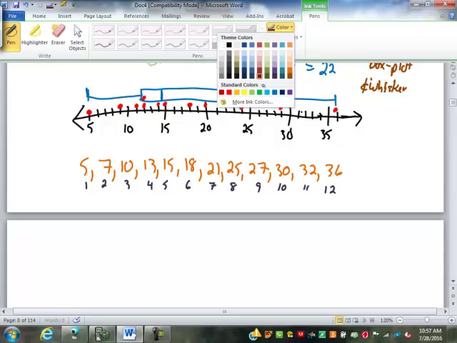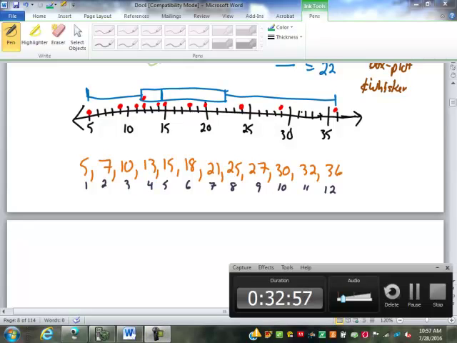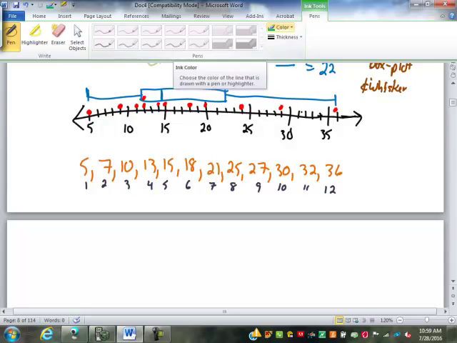Let's find the first quartile, the median, and the third quartile. Do that in your notes for me. The first quartile is where? 11.5, right? You guys get that far?